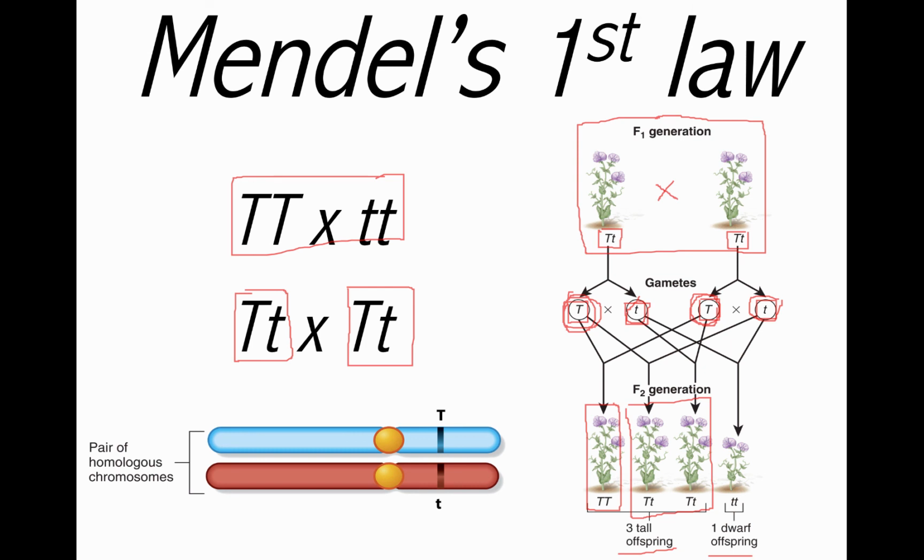So from the F1 generation cross, Mendel showed us that you get this ratio of three tall plants to one dwarf one. And now that we know about genes and alleles, we can think about the genotypes. So the phenotypic ratio is 3 tall to 1 dwarf. And if we think about the genotypic ratio, we've got 1 homozygous dominant, 2 heterozygous, and then 1 homozygous recessive.